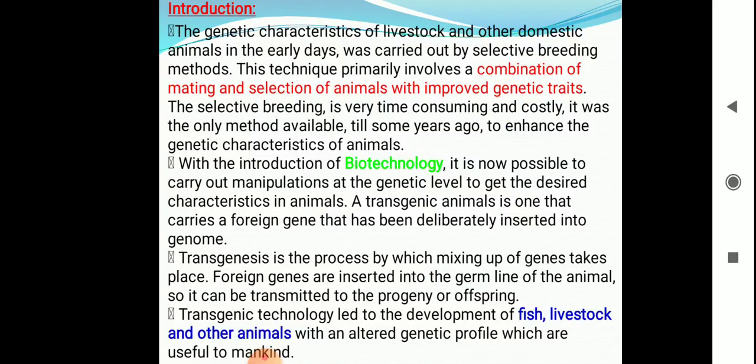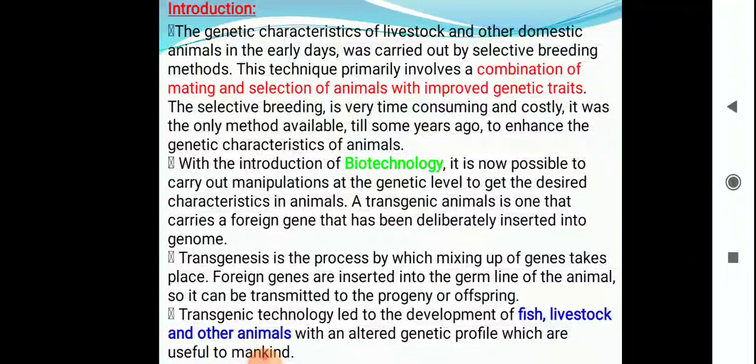Okay. Next, let us discuss the details of the transgenic animal. What is a transgenic animal? Now, the genetic improvement of livestock and other domestic animals in the early days was carried out by selective breeding methods. This technique primarily involves combination of mating and selection of animals with improved genetic traits. Selective breeding is very time consuming and costly. It was the only method available till some years ago to enhance the genetic characteristics of animals. So this is the earliest method of crossbreeding experiments. Okay, but with the introduction of biotechnology, it is now possible to carry out manipulation at the genetic level to get desired characteristics in animals.